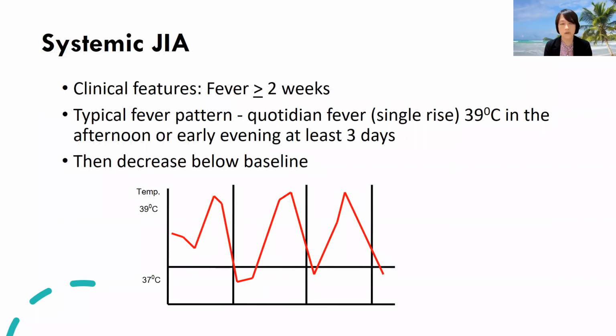So here is the typical fever pattern that we call quotidian fever. You can see a single rise of fever to around 39 degrees, and then it goes down. The patients get very sick when the fever goes up, but when the fever goes down, they get quite well. The fever comes along with the rash and with the arthritis as well.